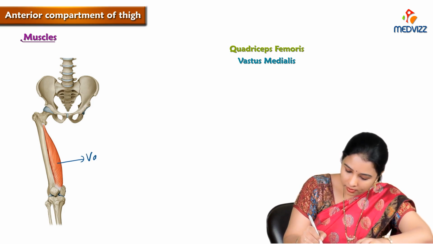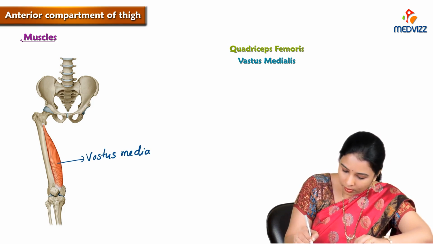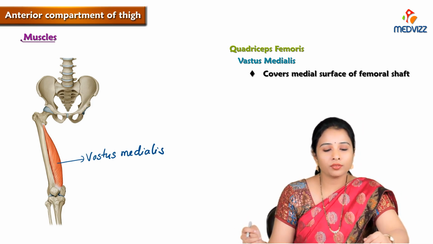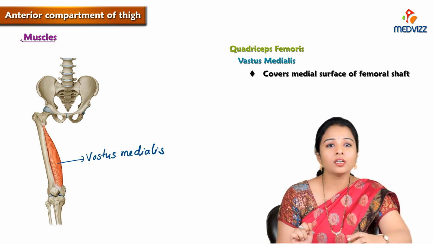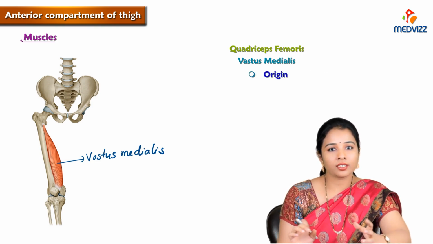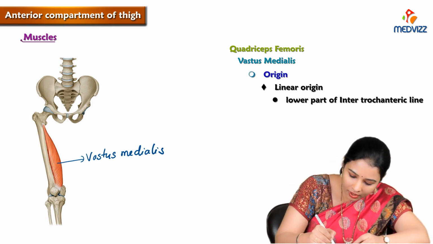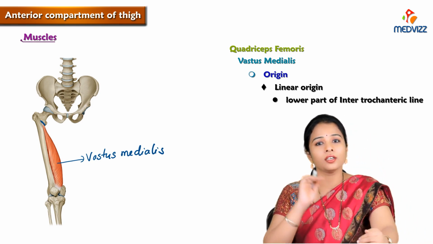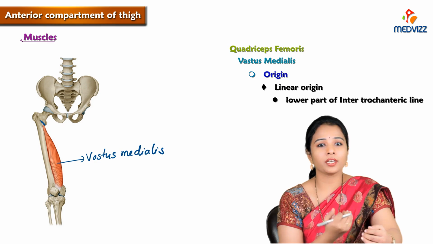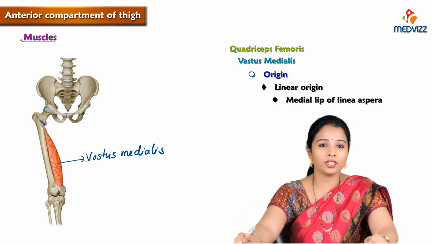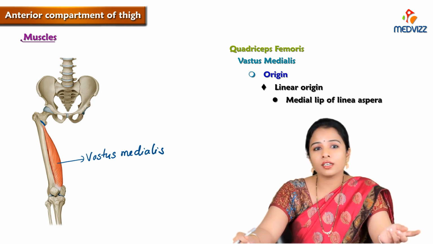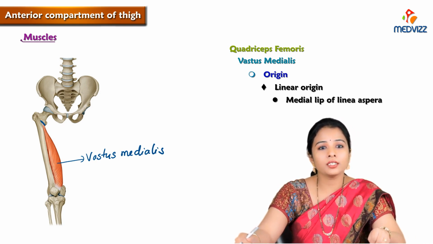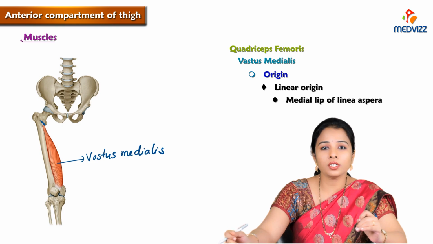This is the vastus medialis muscle. It covers the medial surface of the shaft of the femur and it gets a linear origin from the lower part of the intertrochanteric line, and continues along the spiral line into the medial lip of the linea aspera. So vastus lateralis is from the lateral lip of the linea aspera and vastus medialis is from the medial lip of the linea aspera.